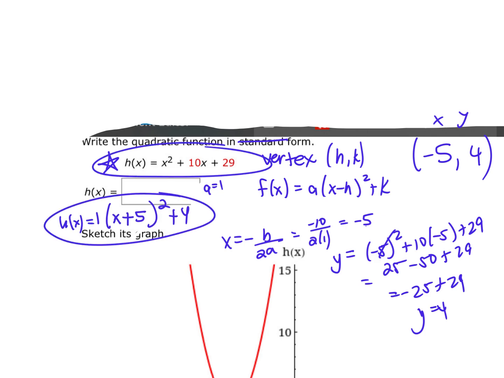So this and this are the exact same thing. One's just in standard form and one is in vertex form. Do you guys see the reason they call it vertex form? Because you can clearly see the vertex there and there.